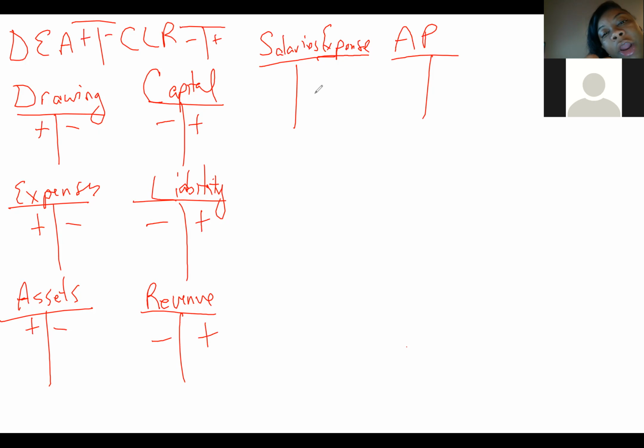All right, so then I create my T table. I decide whether or not it's a plus minus or a minus plus. So since salaries expense is an expense account, it's gonna be a plus minus. AP is a liability account, so it's gonna be minus plus. So then I ask myself, okay, am I supposed to show more salary expense or less salary expense? So I want to show more because I'm saying that my employees earned an additional $1,200. So I want to put $1,200 on my books to show that I increased my salaries expense by that amount. I'm going to use the plus sign. So I'm going to add $1,200.